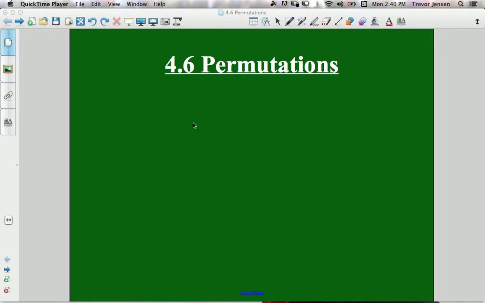Okay, here's a quick tutorial on section 4.6, permutations. So far in this chapter, we've looked at lots of different probability problems. We started off with experimental probability, then did some theoretical probability, then conditional probability, probability using sets. What we're going to get into for the next two lessons are different types of counting problems, being able to count the number of outcomes for different types of problems.